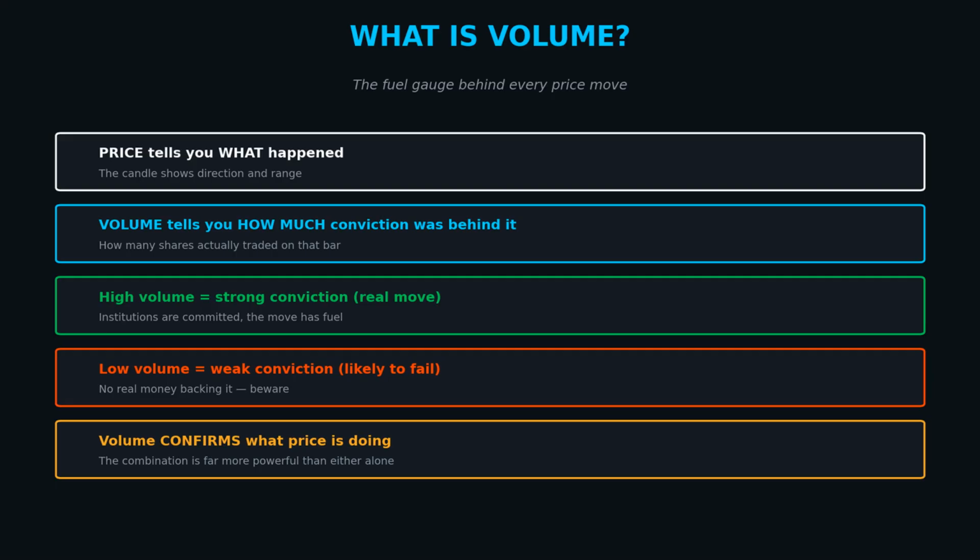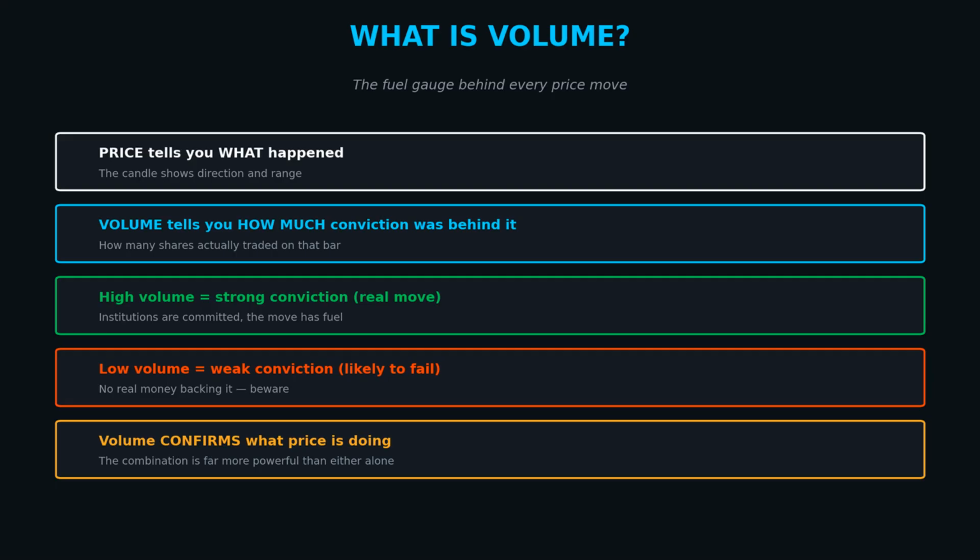A big green candle tells you buyers pushed the price up, but volume tells you whether that push came from 1,000 retail traders tapping buy on their phones, or from Goldman Sachs and Citadel loading a 1,000,000-share position. Those are fundamentally different events, and they lead to fundamentally different outcomes. Here is the analogy I want you to carry through this entire phase. Price is the car, volume is the fuel gauge. A car can coast forward for a while on fumes, but if there is no fuel in the tank, it is going to stall. That is exactly what happens when price moves on low volume. It looks like movement, but there is nothing behind it, and it runs out of gas.